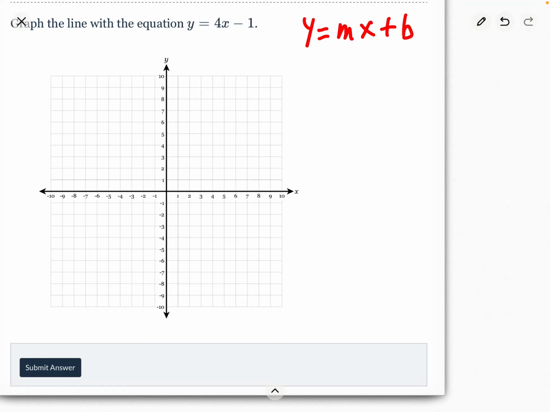Now, this is how I like to think about it. I like to think the B stands for begin. So that's telling us where we should begin. And then the M is telling us how much we should move. So let me show you what I mean.